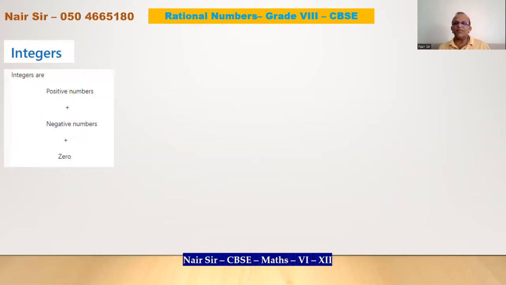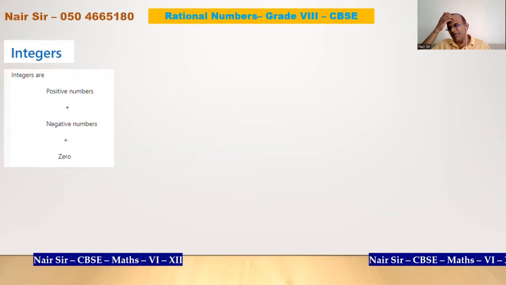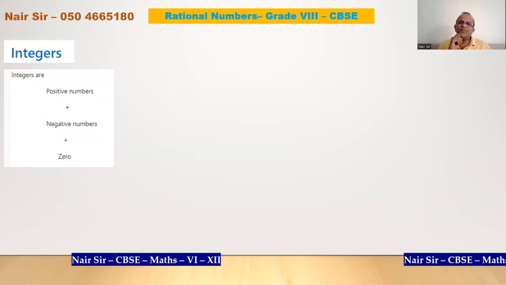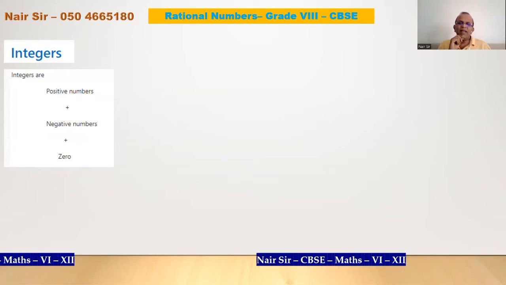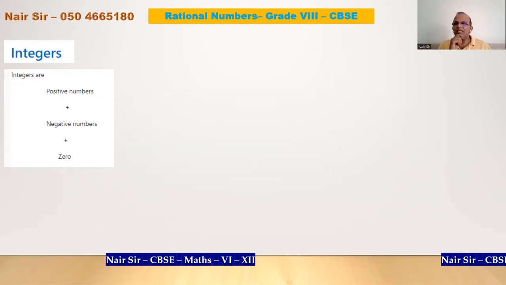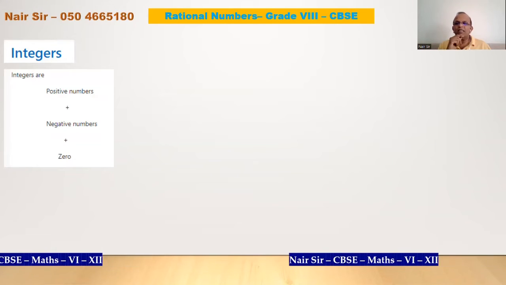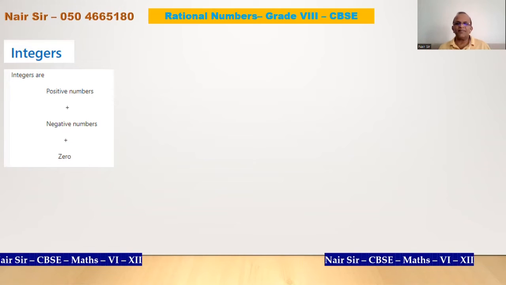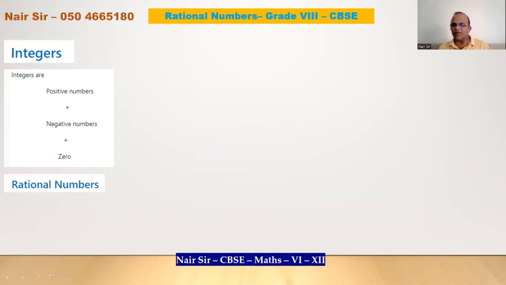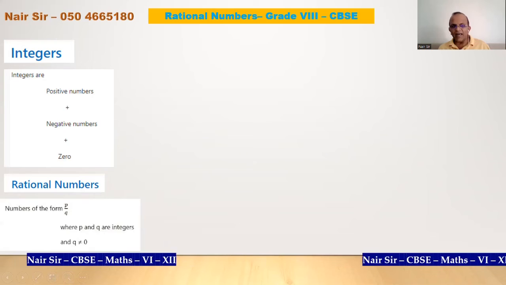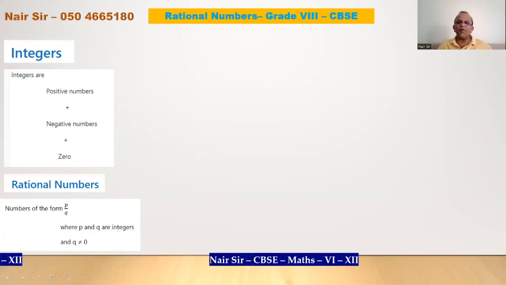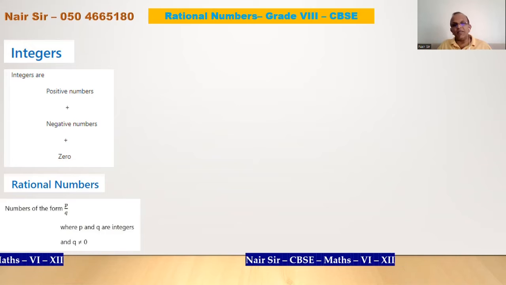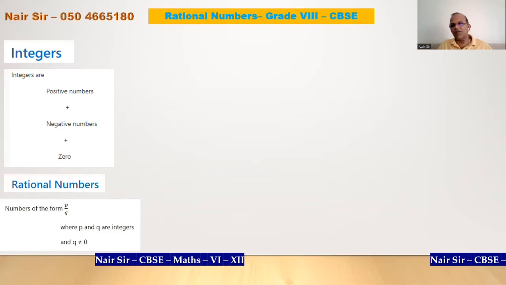Integers are all positive and negative numbers together, including 0. Whenever I have asked kids whether 0 is an integer, they get confused. 0 is an integer. Rational number: if I write a number in the form p by q, where p and q are integers and q is not equal to 0.